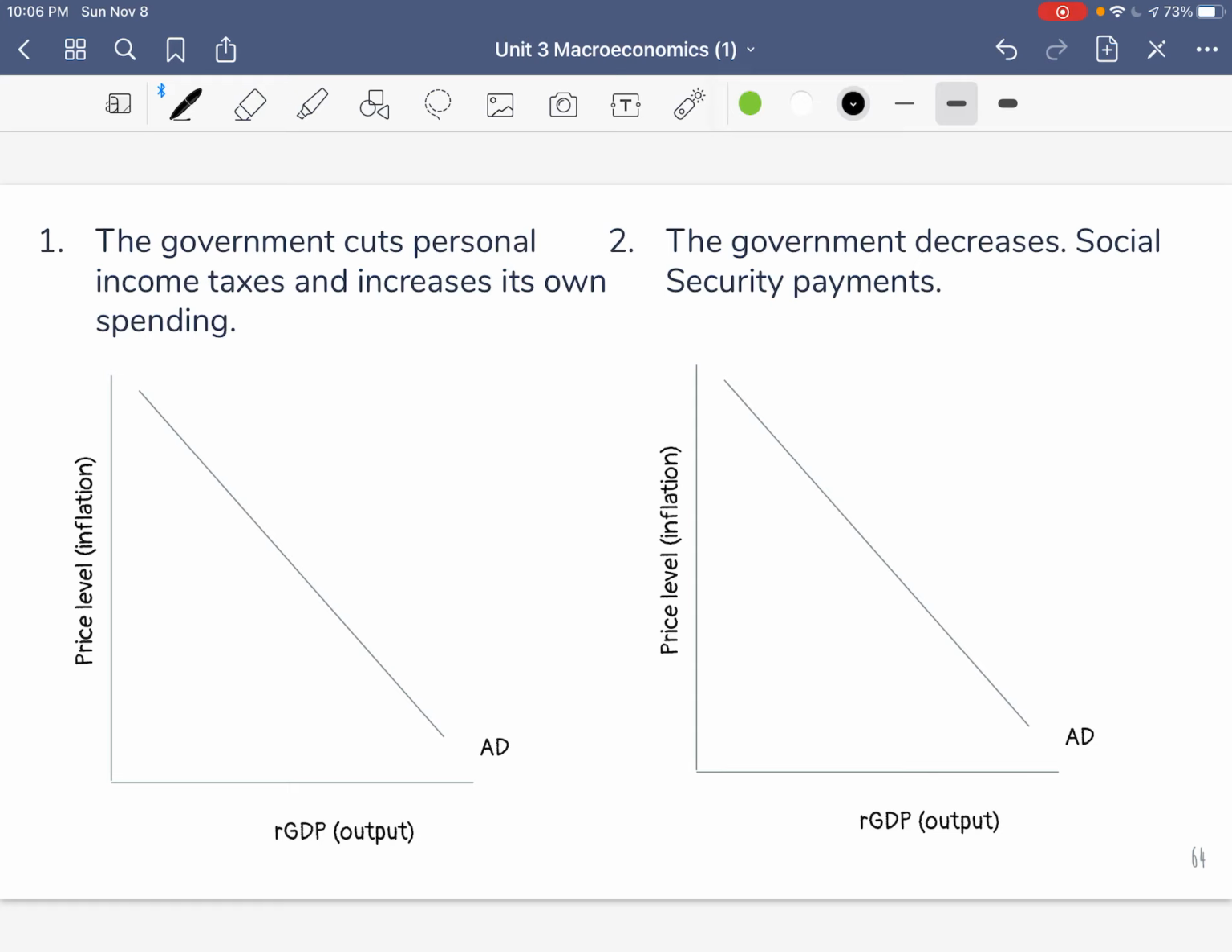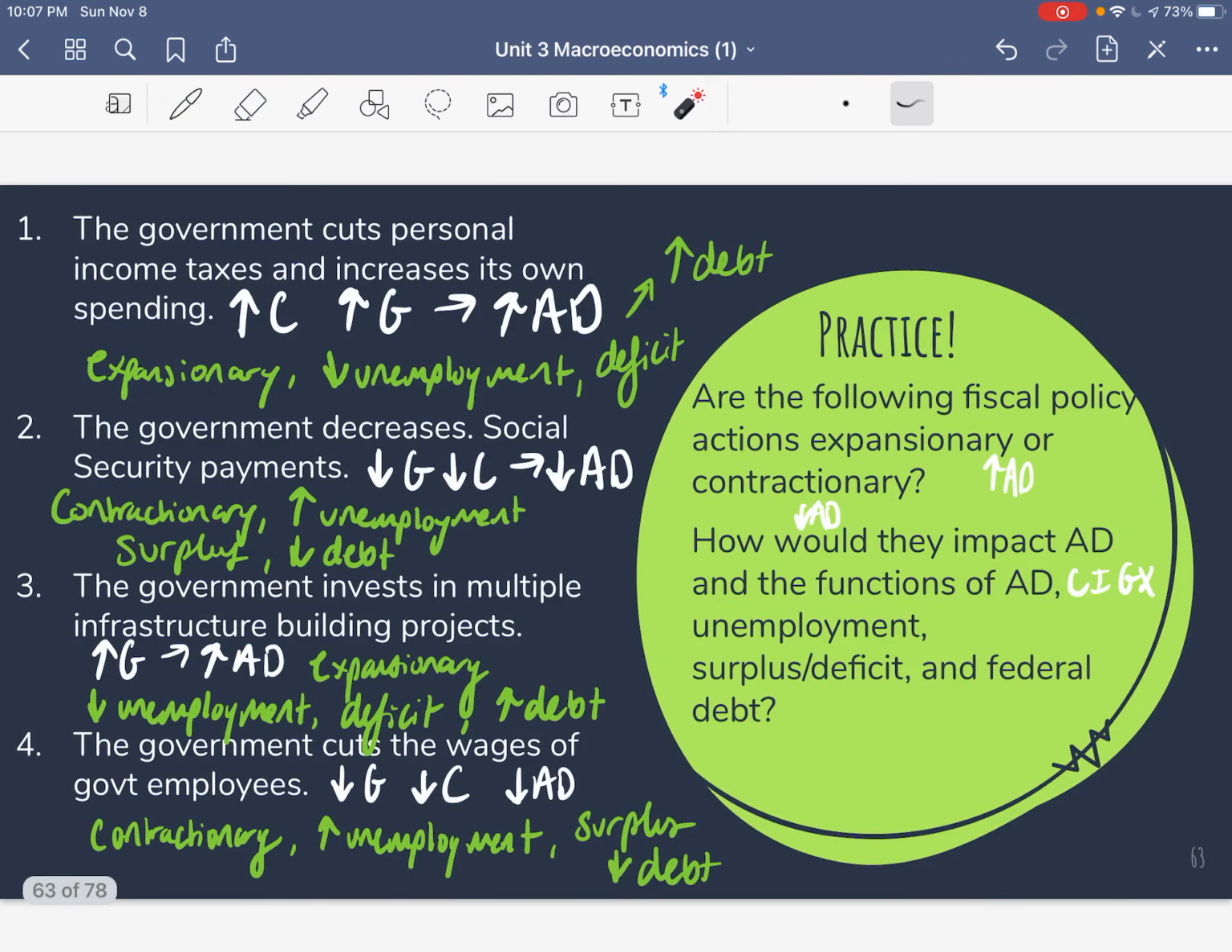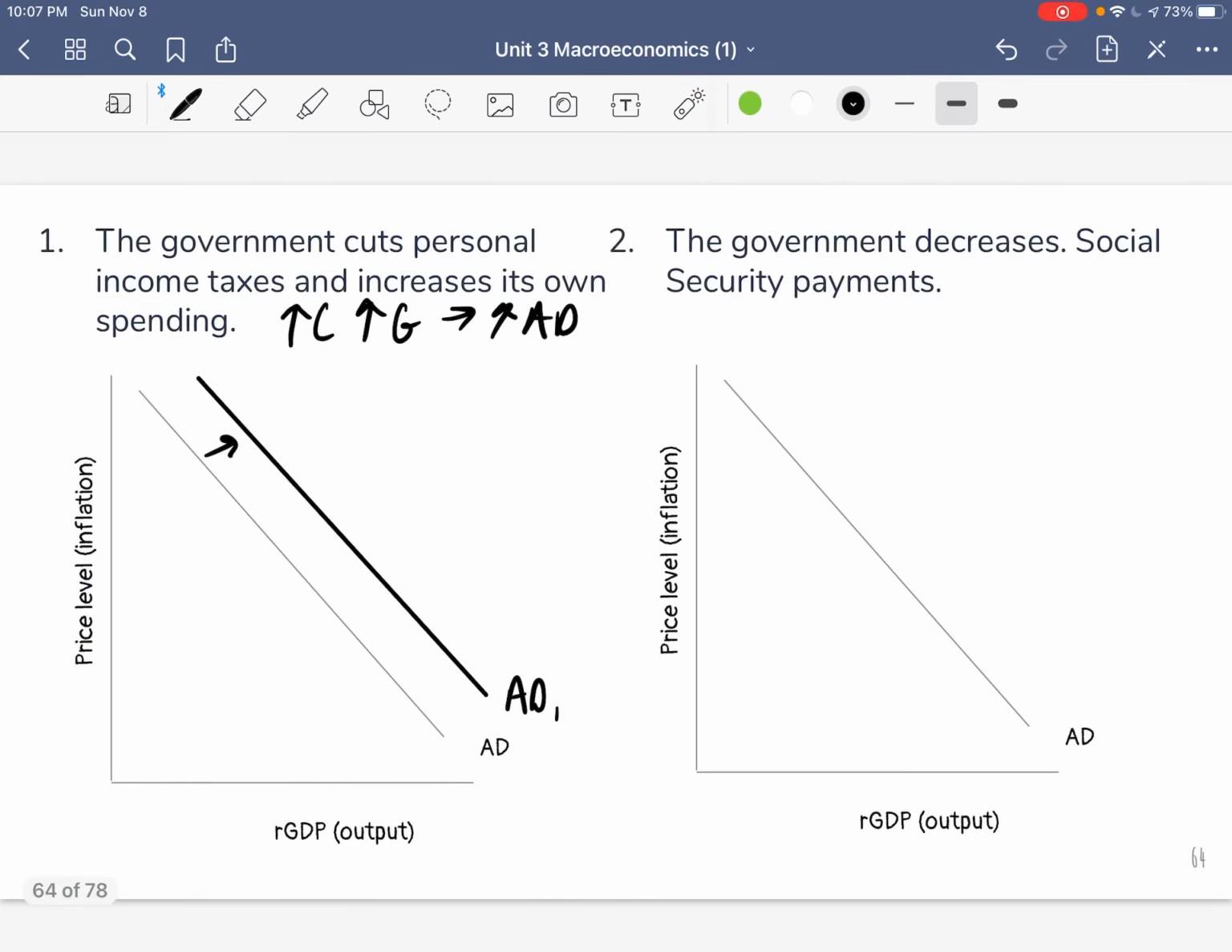But if it cuts personal income taxes, people are going to have more money in their pocket, increase consumer spending, and also increase government spending, which would lead to an increase in AD. If we increase AD, we move it to the right, label it AD sub 1, and draw an arrow showing what happened. We already explained what happened over here. Right here, we will write expansionary, or at least expand.